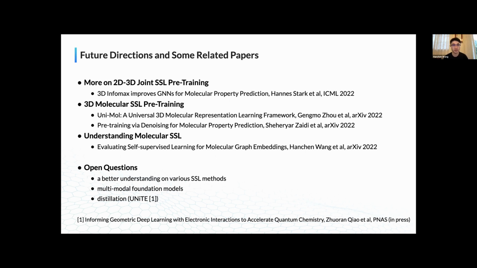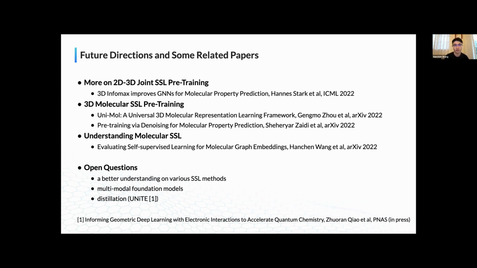Okay, and speaking of the future directions and some related works. There's some simultaneous work with GraphMVP, which is called 3D Infomax, which is also focused on 2D and 3D joint self-supervised pre-training. It is developed by Hanchen et al. and published in the ICML conference later this year. And there are some emerging works focusing on large-scale 3D molecule self-supervised pre-training, like Uni-Mol or pre-training via denoising for molecule property predictions. And there are some other works recently developed by me and Shengchao and a few others. We use probe models to evaluate what kind of knowledge is transferred in these self-supervised molecule representations.